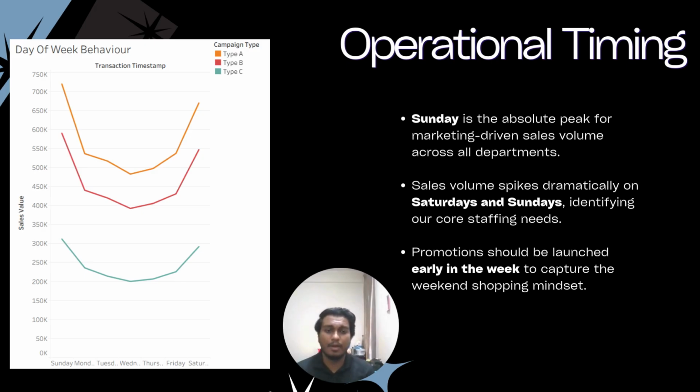Okay, finally, we're on operational timing, also known as the weekday peaks. This visual confirms that Sunday is the peak shopping day. They can launch campaigns earlier in the week to capture this weekend volume surge when customers execute their shopping plans.